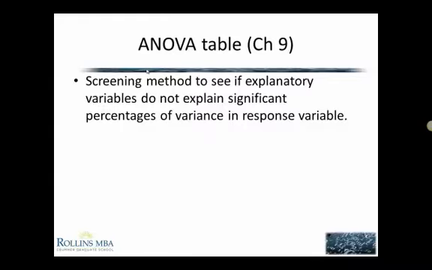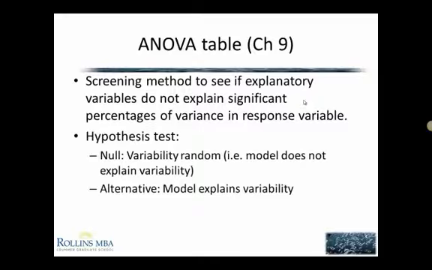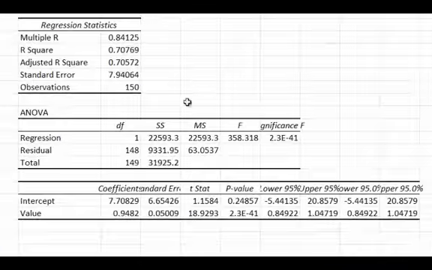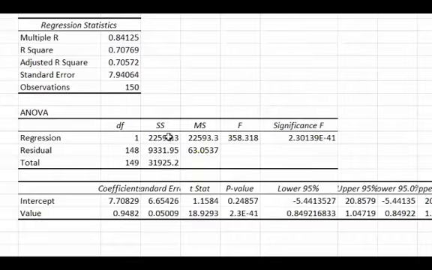Now, in our case, we only have one explanatory variable in the example that we've been looking at. But you can think of this as a hypothesis test where the null hypothesis is that the variability is completely random, that this model has no power in explaining the variability. An alternate hypothesis is that the model does explain some portion of the variability. So let's see what this ANOVA test tells us. If we think about the fact that this is a hypothesis test, you'll see terms in here that are SS and MS. This is sum of squares and mean sum of squares.